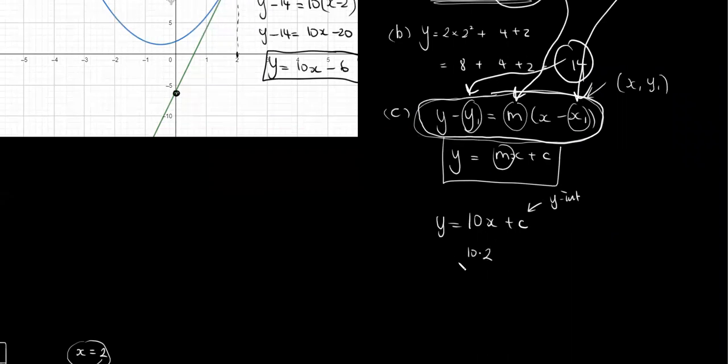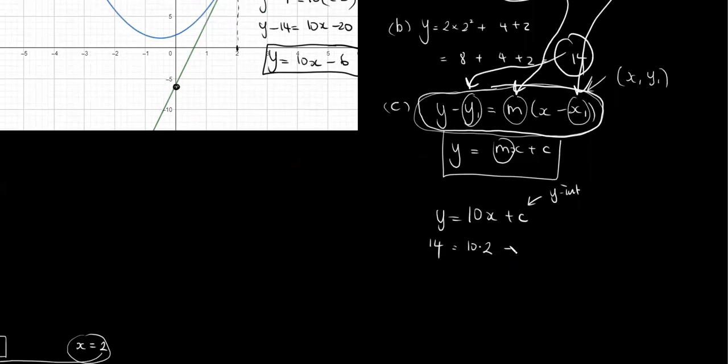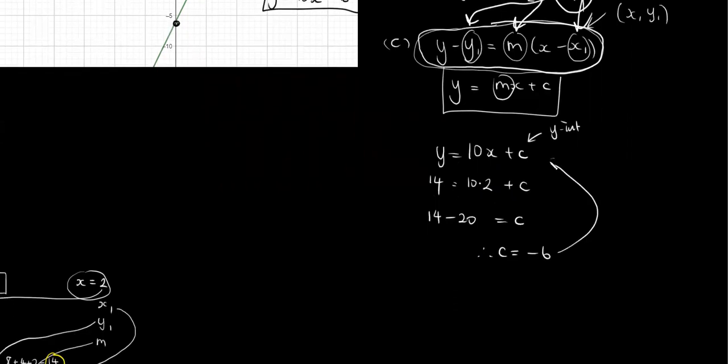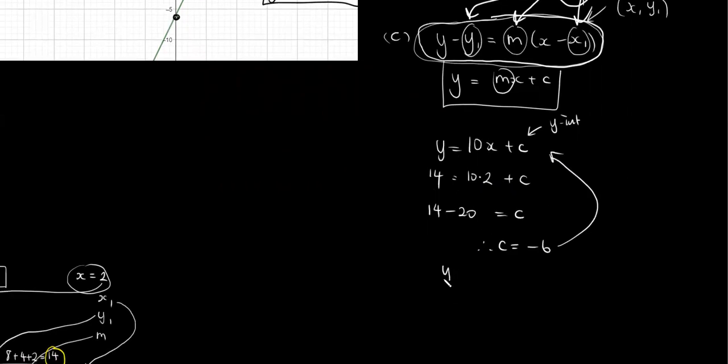So 2 here times 10, and then 14. So (2, 14) is what this line goes through, definitely. And this is 14 minus 20 equals c. So therefore, c is equal to minus 6. And you plug that back into this equation, then you find that y equals 10x minus 6. Okay? So that's the answer, guys.